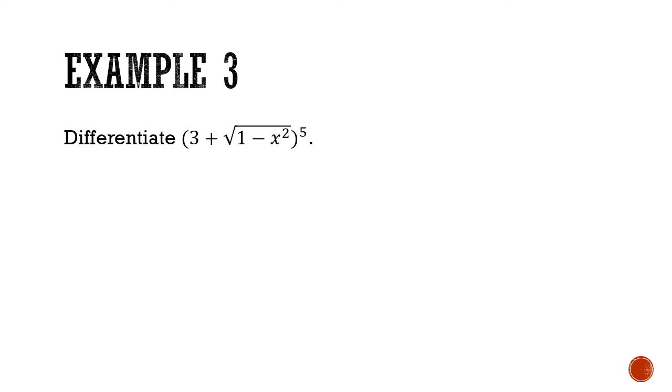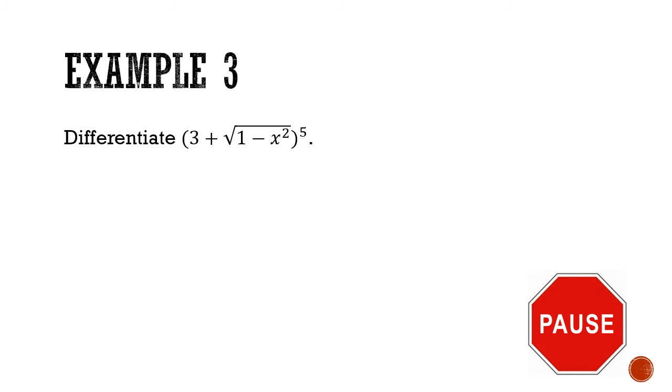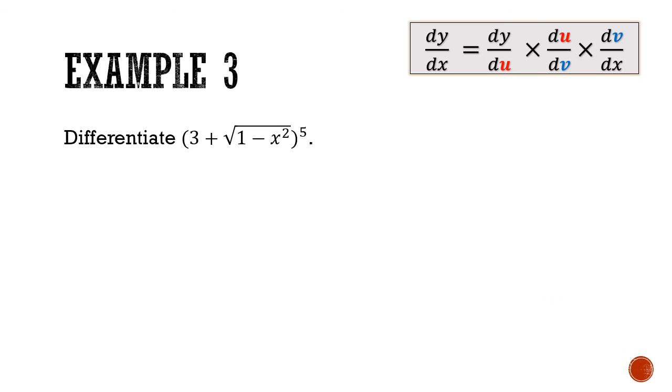Now let's have a look at an example that requires the application of chain rule twice. Try differentiating the following expression with respect to x. Pause the video here and give this question a good try. So, to differentiate this expression, the first thing we're going to do is make a substitution. We'll let u equal 3 plus square root of 1 minus x squared.